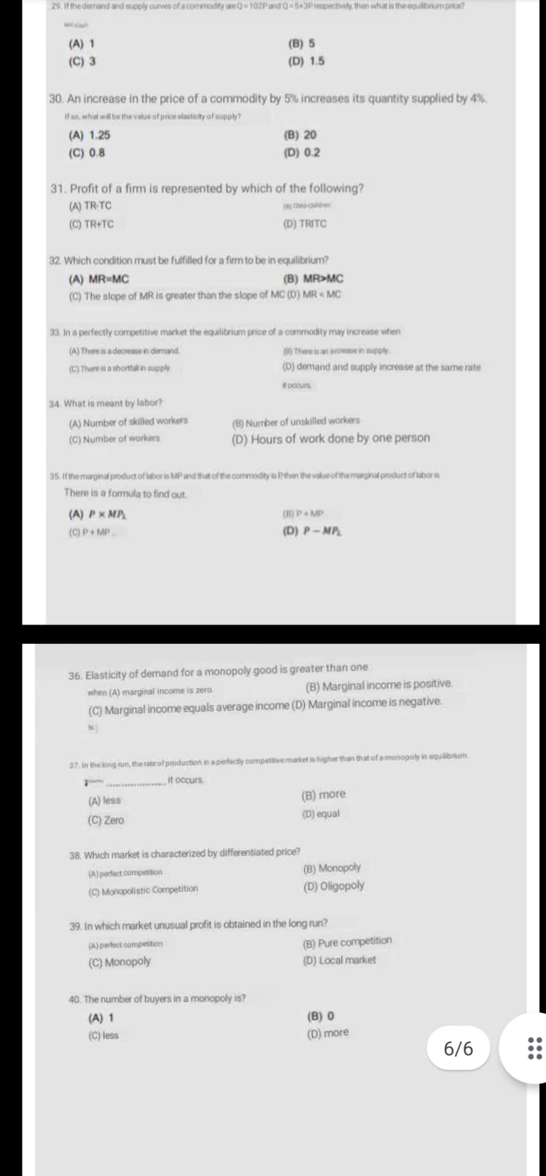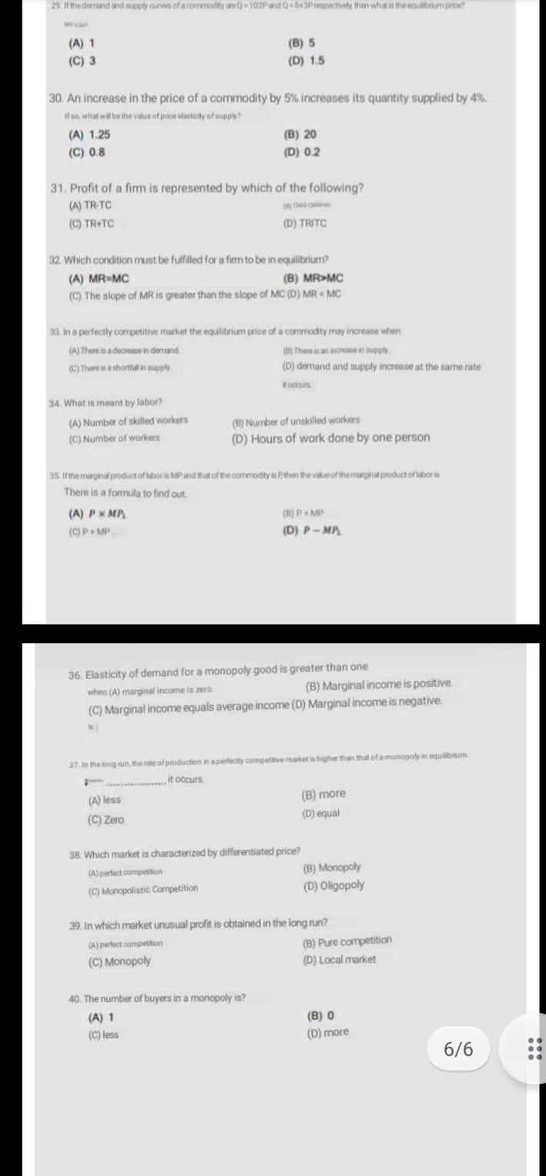Next 34, what is meant by labor? Labor, that means hours of work done by one person. A person's work which is done in 1 hour, that is known as labor.